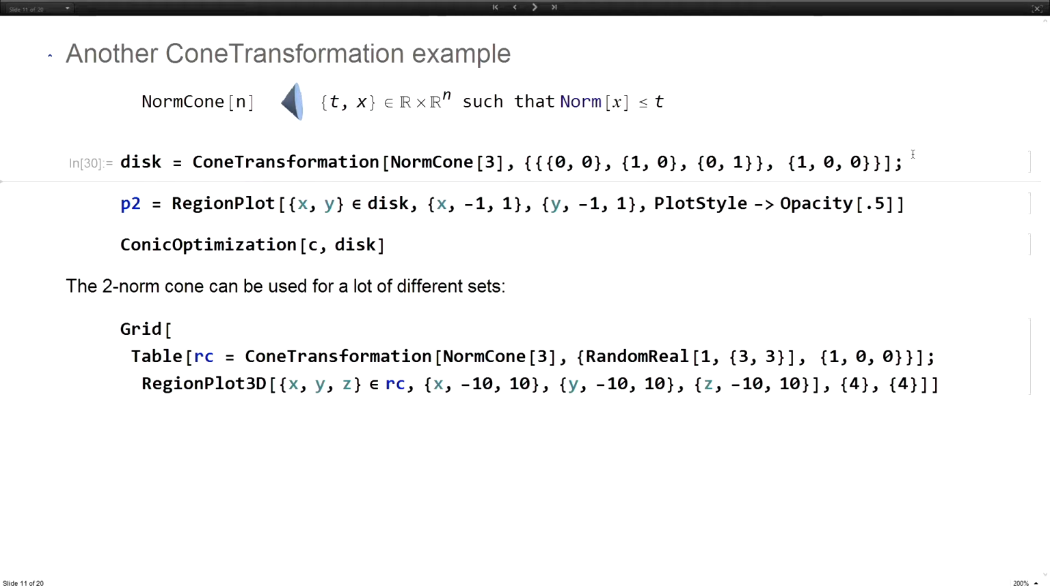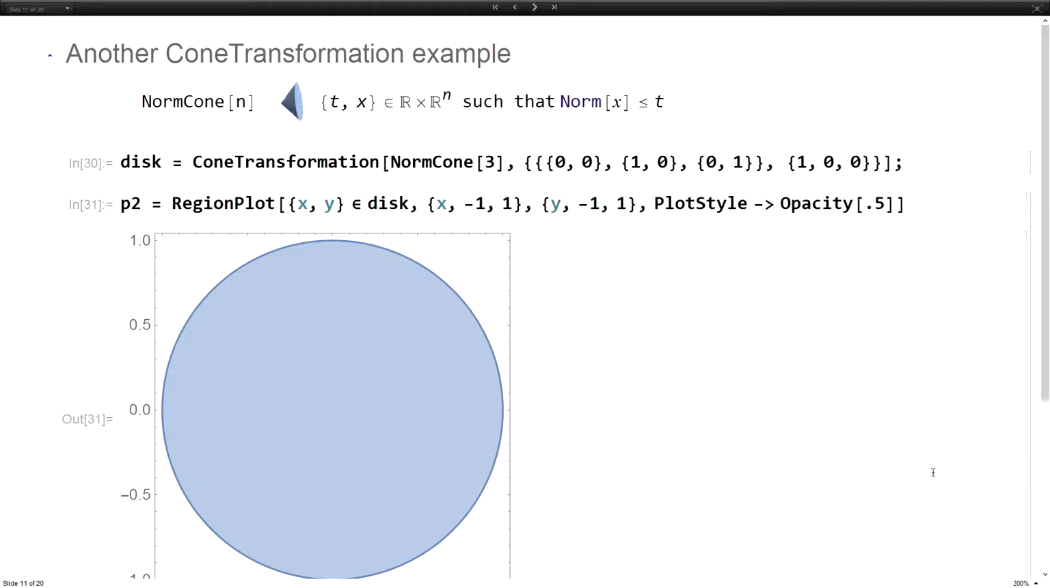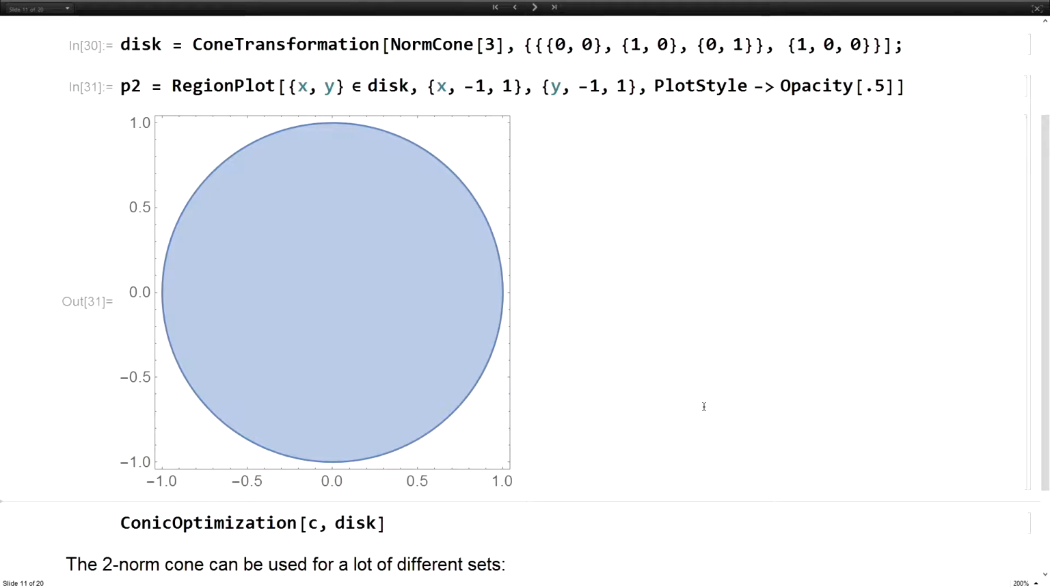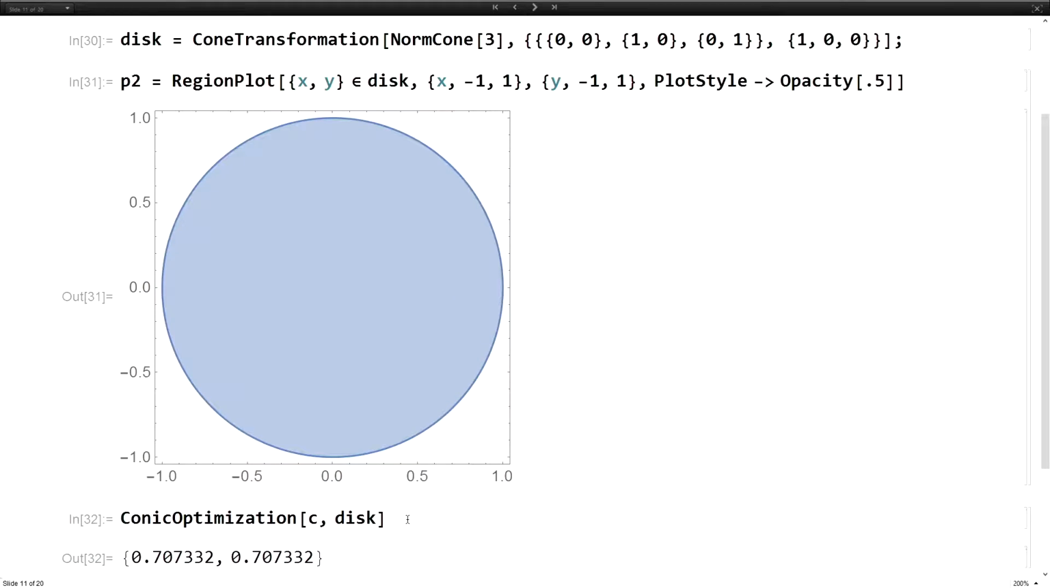Okay, so I'm going to set up a disk. This is actually another representation of a disk. Let's plot it and see. I don't have time to go in and explain exactly how that looks like a disk, but if you do the mapping, you'll see that it is. Now I can do conic optimization of C, the same C, in the disk, and sure enough, it comes up with square root of 2, because if the linear function is decreasing this way, the minimum value is going to be there.